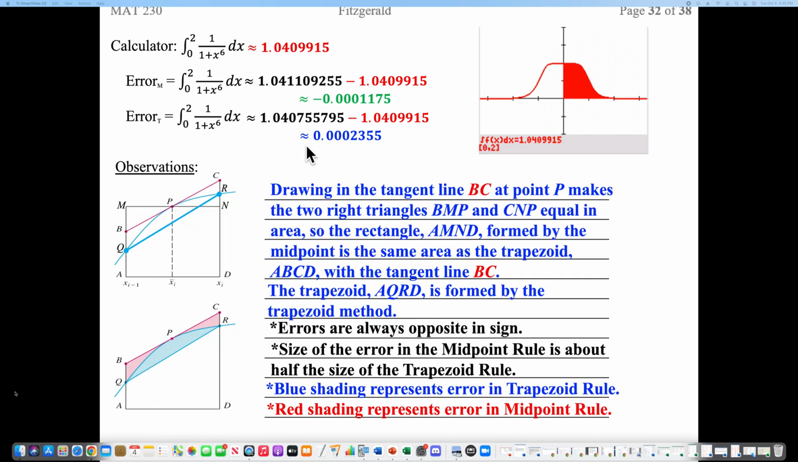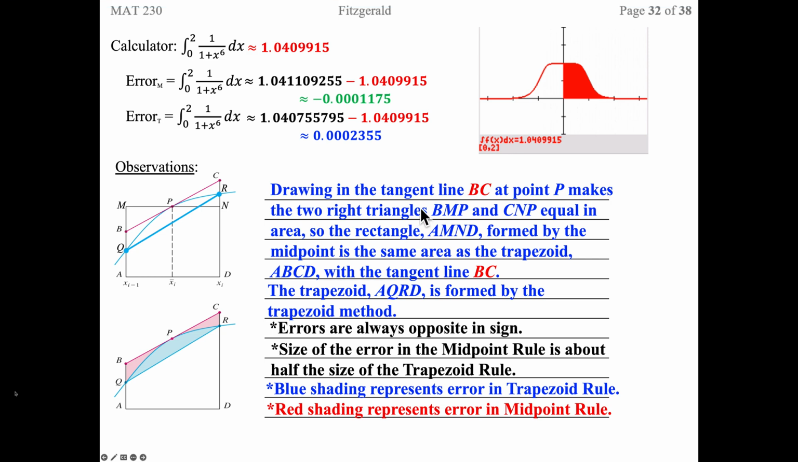Now, the error that we are going to look at here is the error for my midpoint. My midpoint was just a little short of what I have under this curve here. And it came out to be 0.000117. That's how far I'm off. So if I go my approximation by midpoint minus the actual area, I'm coming up a little short. It's a negative value. With my trapezoid approximation, I subtract the actual calculator version of the area. I come out to 0.0002355.